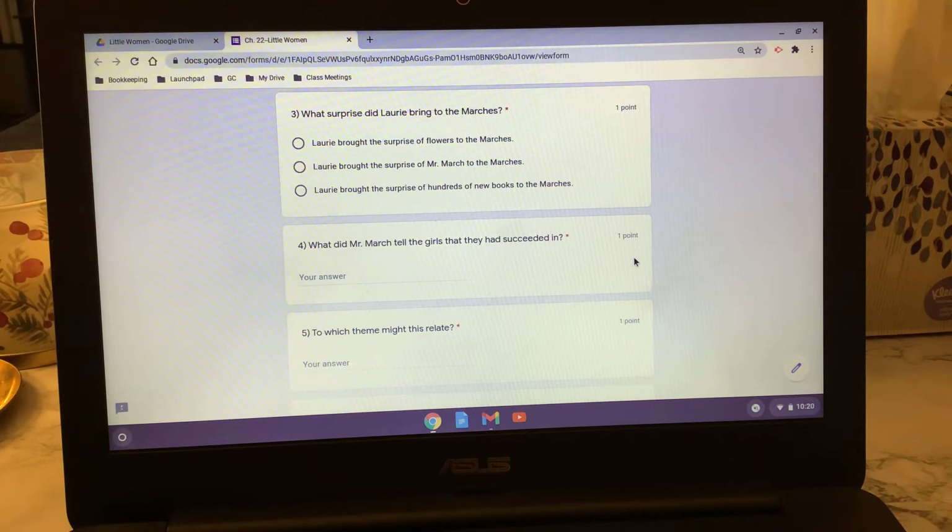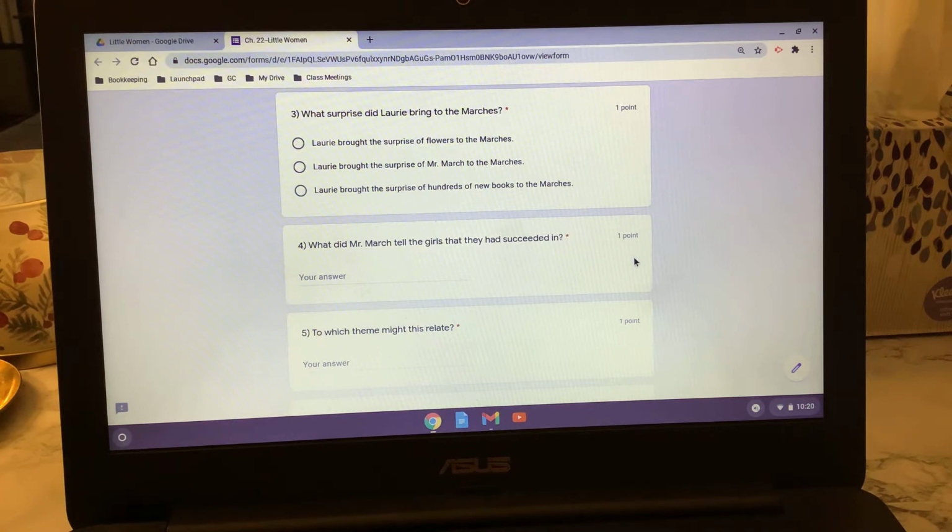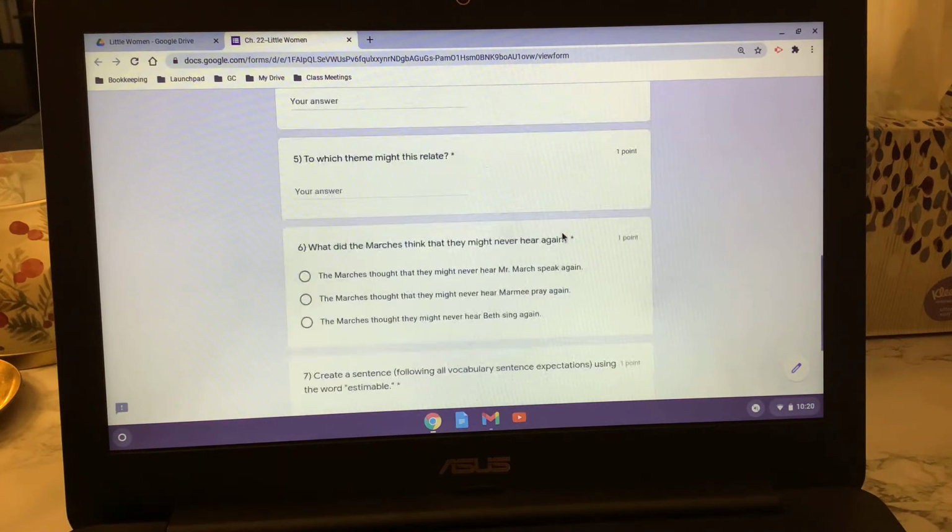And then this is going to require some degree of inferring. It's not going to be something that he comes out directly to say. So you have to think about, what is he talking to the girls about as he goes through? And I'll be talking about it as we get to that question as well. Five, to which theme might this relate? We'd say this might relate to the theme blank.